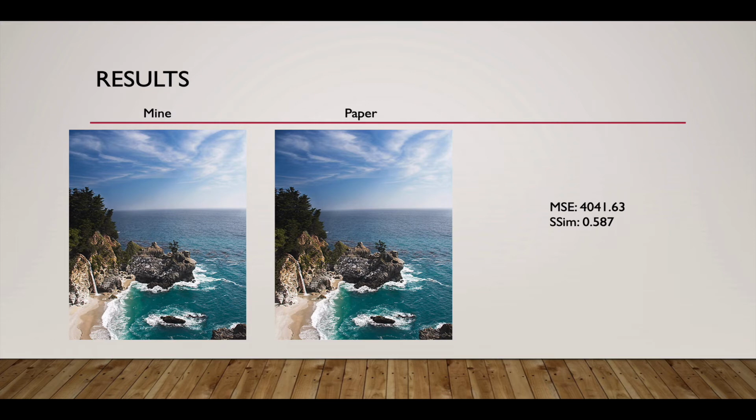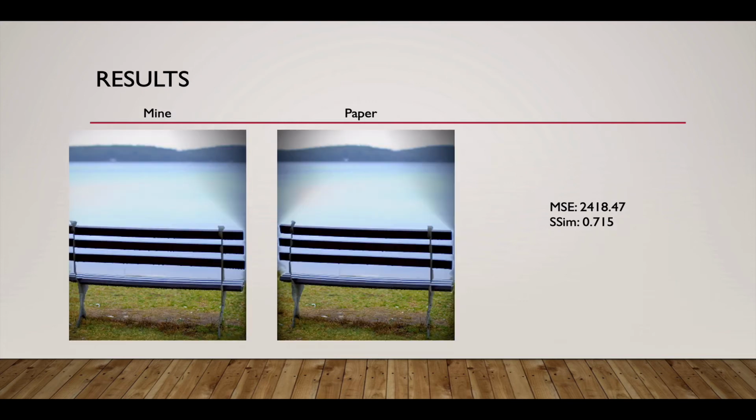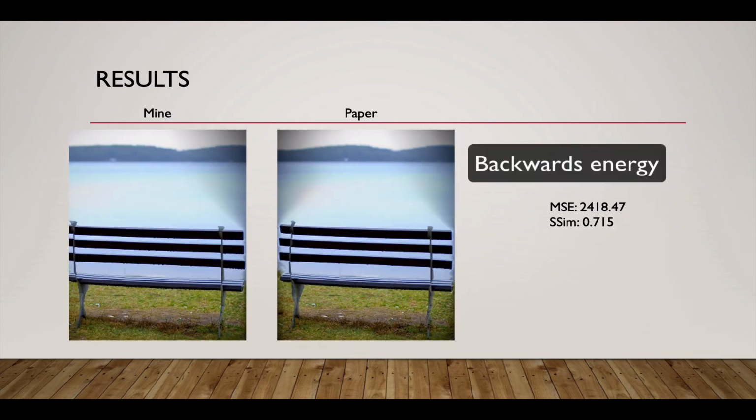Here are the best results that I was able to obtain in my project. The first one to the left is a picture of the waterfall, and the one from the paper is seen on the right. I got a mean squared error of 4,041 and a structural similarity of 0.58. The best one I was able to obtain was for the bench, where I got a mean squared error of 2,418 and a structural similarity of 0.71.